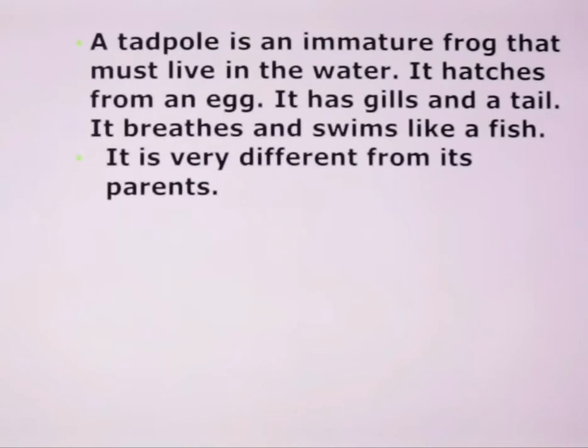A tadpole is an immature frog. Immature means not mature, a baby frog that must live in the water. This tadpole has to live in water. It hatches from an egg. It has gills, just like fish. They have gills on their heads so they can breathe underwater, and a tail. It breathes and swims like a fish. So it looks just like a fish. It doesn't look like a frog. It's very different from its parents.